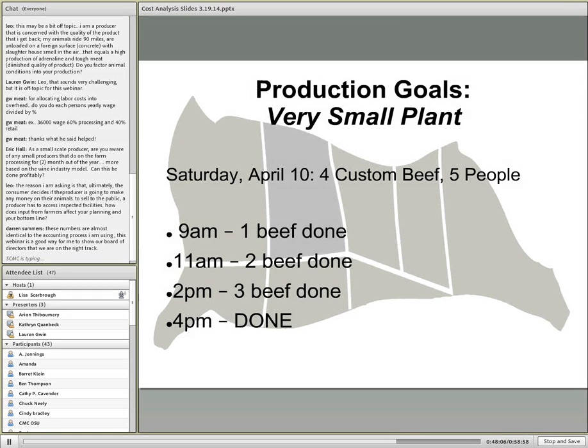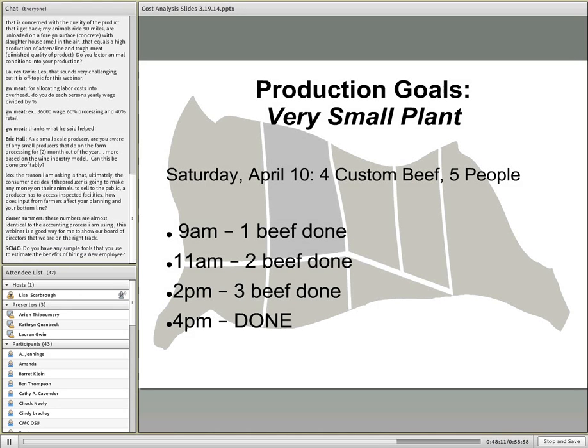I was glad to see Darren writes in that this is almost identical to the accounting process that he's using. So that's great.